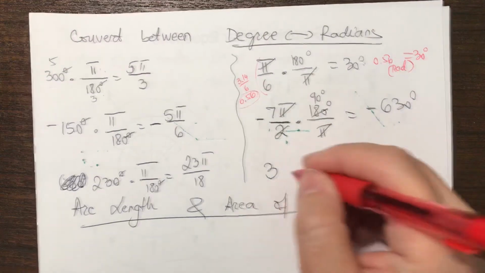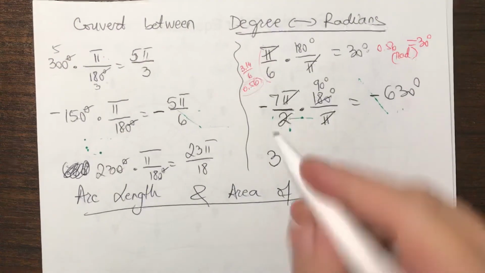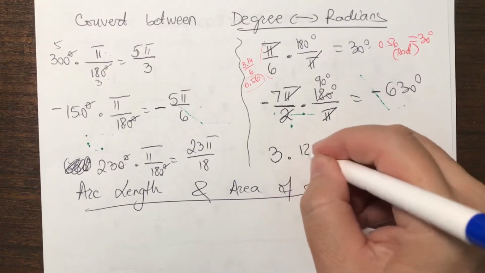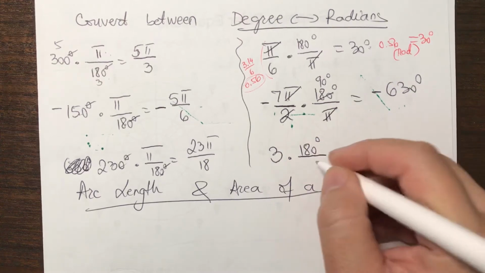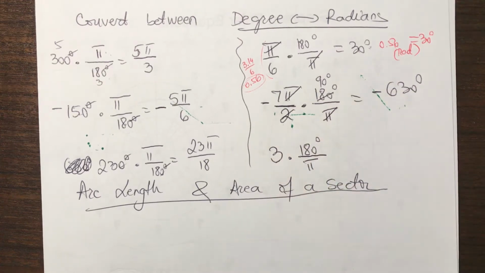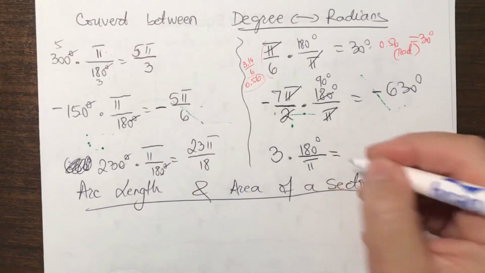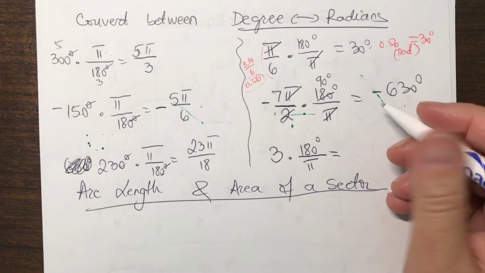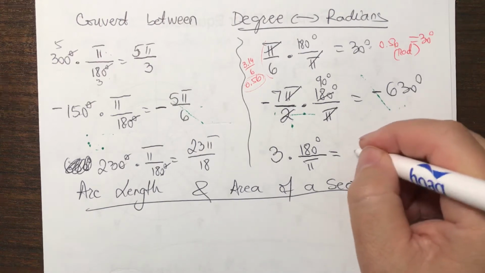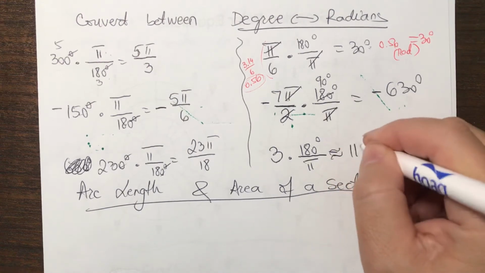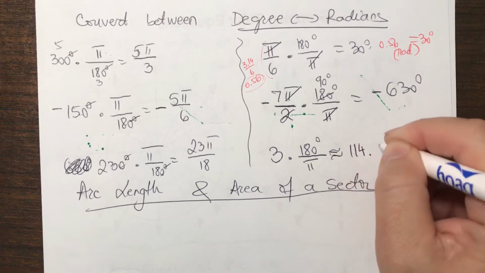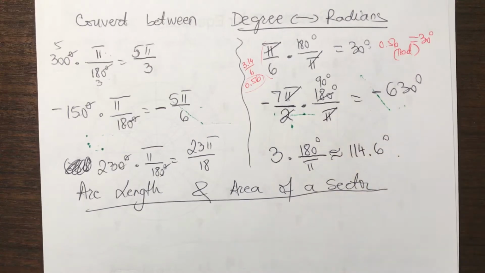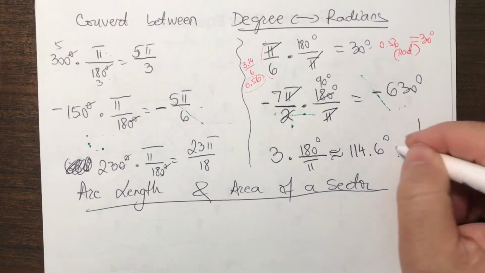So how do I measure or change 3 into degrees? Well, all I have to do is multiply by 180 degrees and get rid of the pi radians. So put this in your calculator, 3 times 180 divided by pi. By the way, there's a pi button on it, and you're going to come up with about 114.6 degrees.